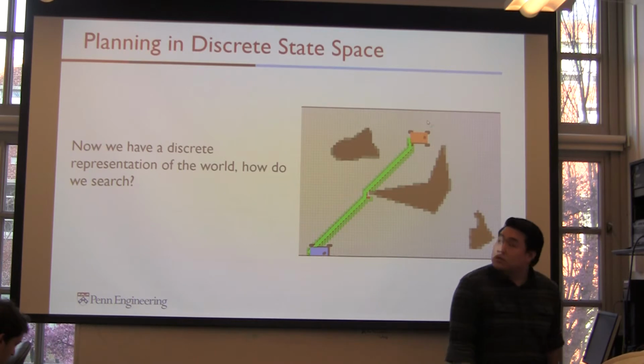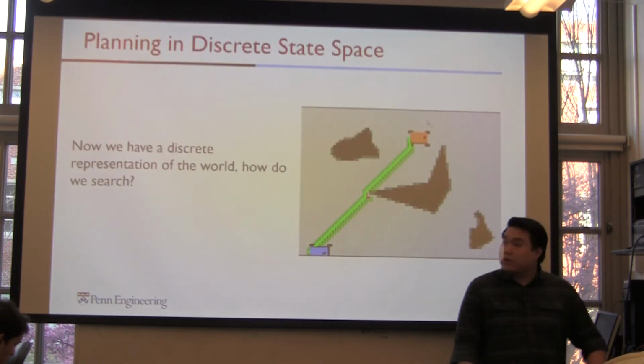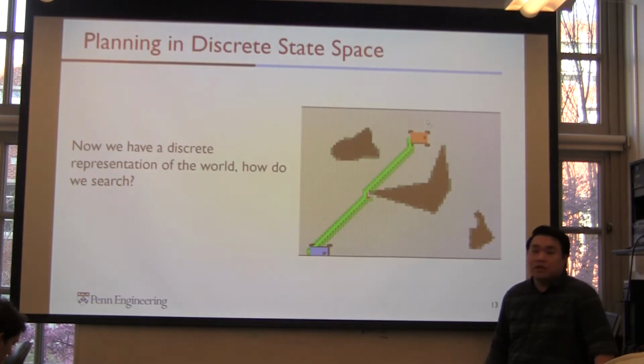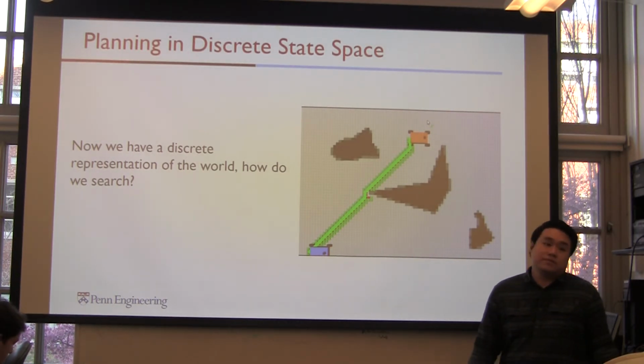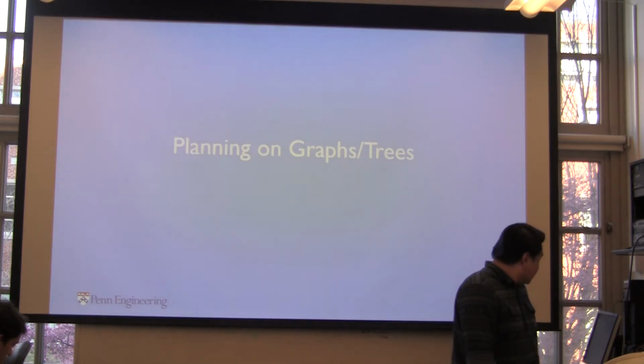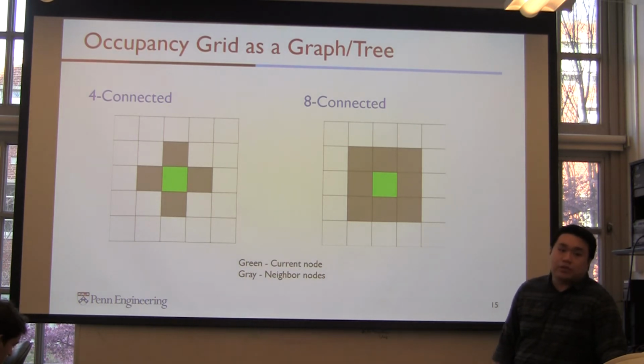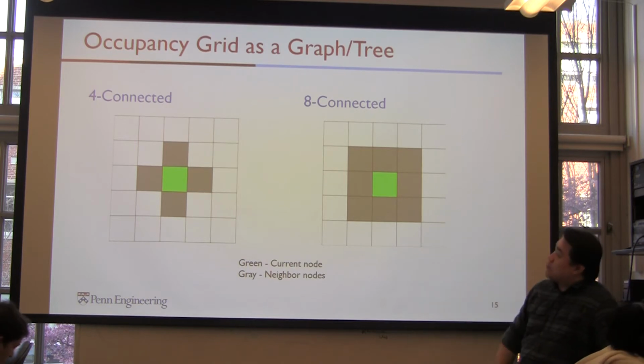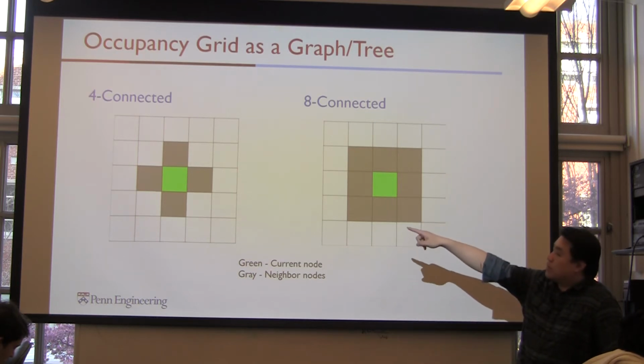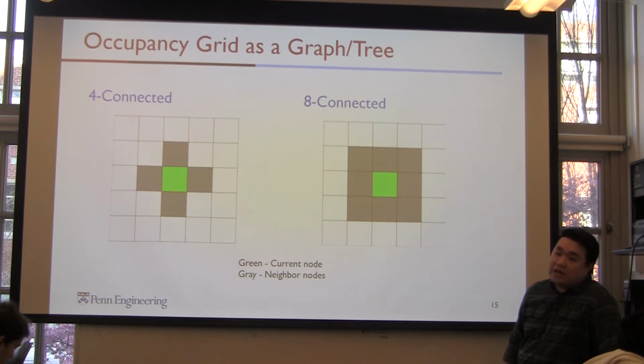All right. So now that we have a discrete representation, we can talk about how we do a search algorithm on these. If you think about it, you can basically represent this grid world with a graph model. For example, here, for a 4-connected model, you have green as the current node, and your neighboring nodes are basically these 4 gray ones around it. And you can construct a graph by having nodes and vertices.